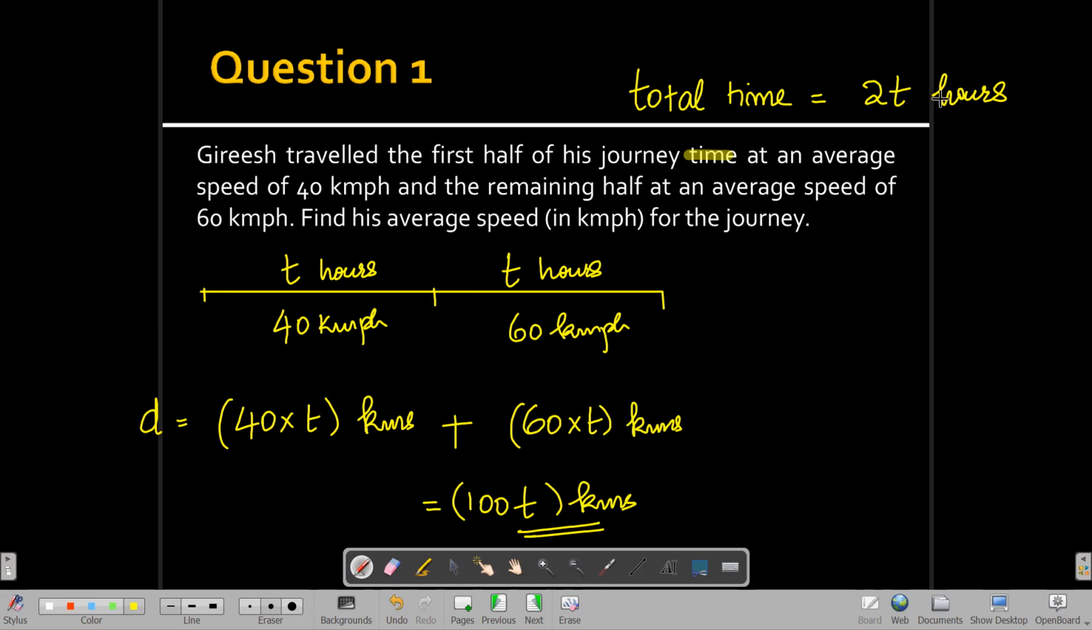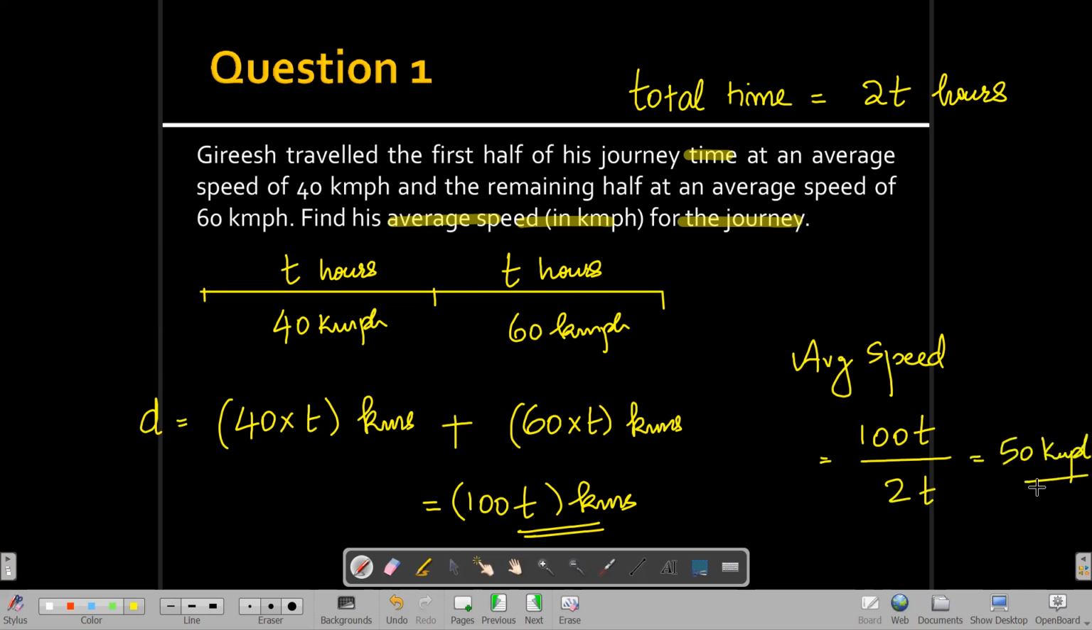Total time taken, you know that it is 2t hours. So the average speed for this journey is total distance by total time. So the average speed is equal to 100t, the total distance, divided by total time, that is 2t, and that gets you the answer here as 50 kilometers per hour. So this is the methodical way of solving the question.